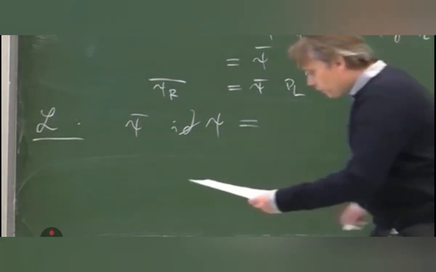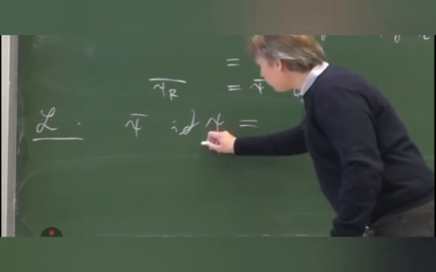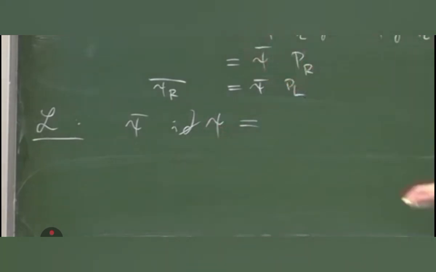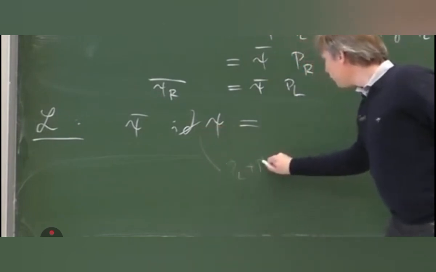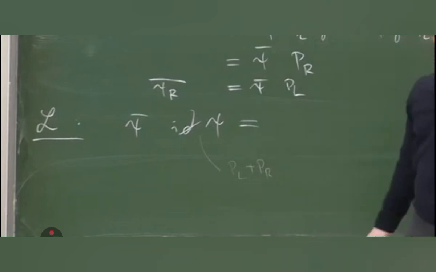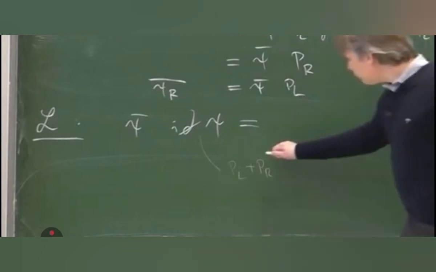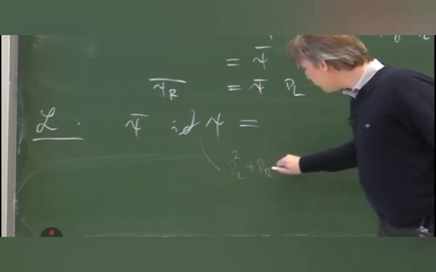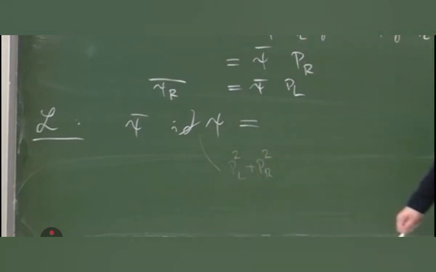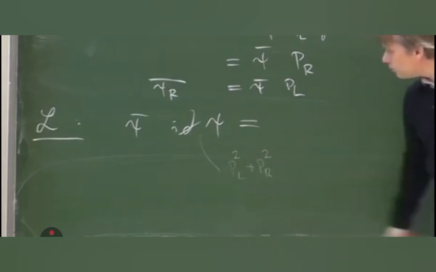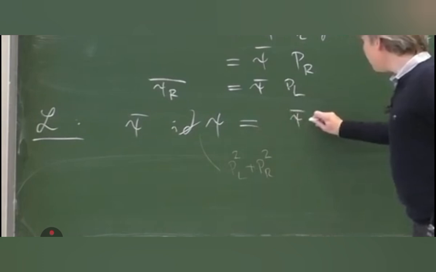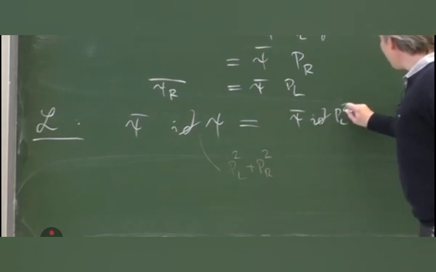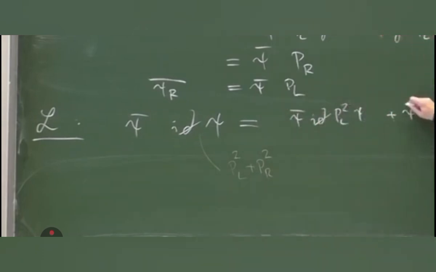What we can do is, if it's not obvious, let us insert here at this point P left plus P right, which is 1. But then let's also use that P left is the same as P left squared and P right is P right squared. So we add here P left squared plus P right squared. Then the thing splits into two terms, psi bar i d slash P left squared psi plus psi bar i d slash P right squared psi.